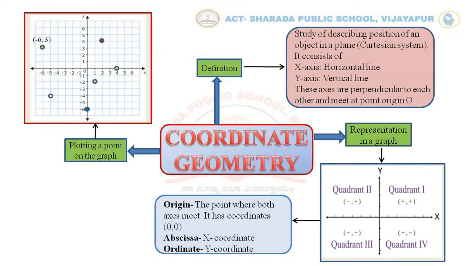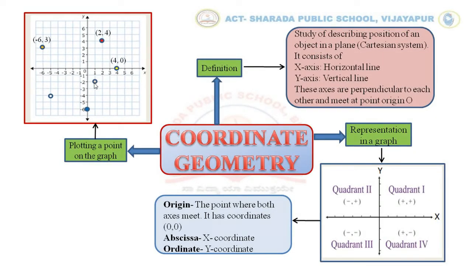The next point has 2 units on the x-axis and 4 on the y-axis. So the coordinates of this point are 2, 4. Moving to this point, we can see that it is on the x-axis. That's why the y coordinate will always be 0, but the x coordinate is 4. So the coordinates of this point are 4, 0.